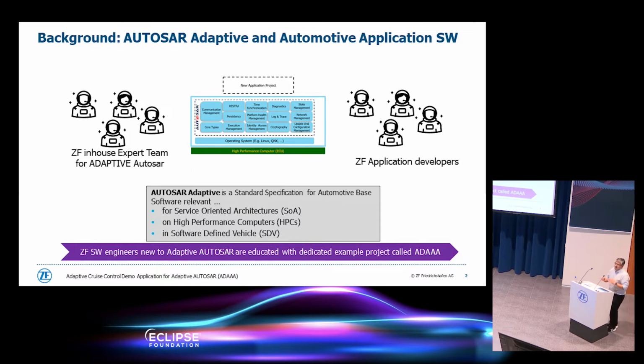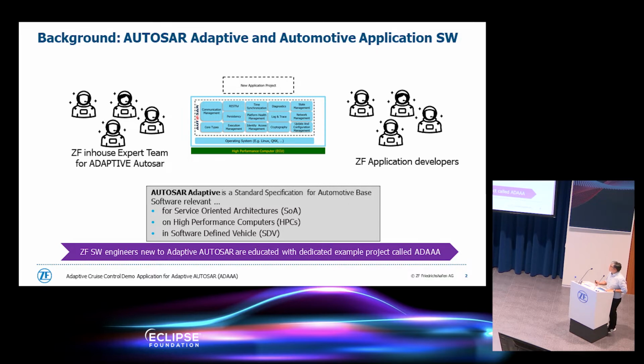A bit of background. I think a lot of things have been said already, but just to bring everybody on the same page. Adaptive Autosar is potentially the biggest standard we have at the moment when it comes to service-oriented architectures on high-performance computers for the software-defined vehicle. So it matters a lot, not to us, but to the automotive industries. We realized that quite early and have been in the AUTOSAR community for a long time, and are users of Adaptive Autosar also since a while.